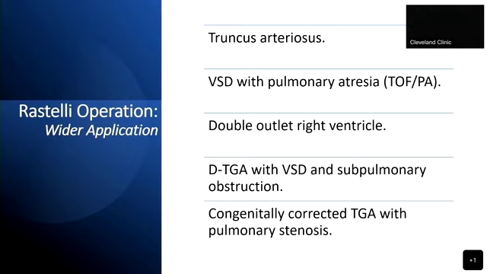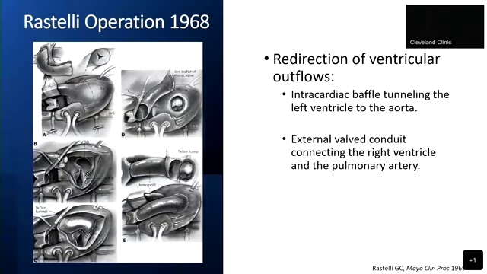The Rastelli operation is applied for more than just DTGA VSD-PS. We utilize it a little more broadly for truncus arteriosus, VSD with pulmonary atresia, or as I learned in Boston, tetralogy of Fallot with pulmonary atresia, various forms of double outlet right ventricle, and also congenitally corrected TGA with pulmonary stenosis.